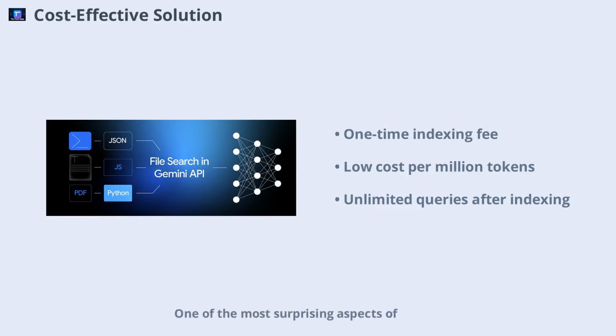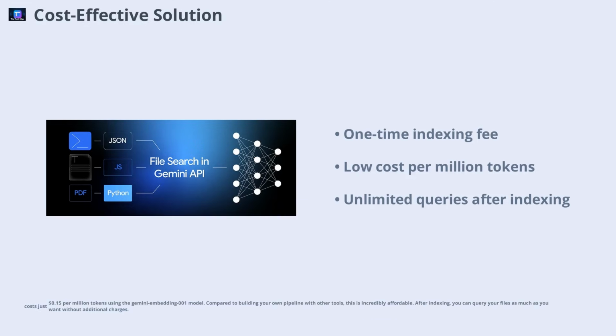One of the most surprising aspects of Google's file search tool is its cost. You don't pay for queries or storage. Instead, you only pay once when you index your files. Creating embeddings costs just $0.15 per million tokens using the Gemini Embedding 001 model. Compared to building your own pipeline with other tools, this is incredibly affordable. After indexing, you can query your files as much as you want without additional charges.